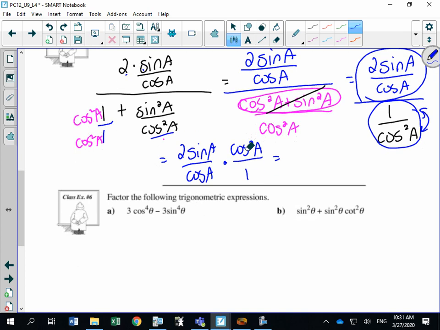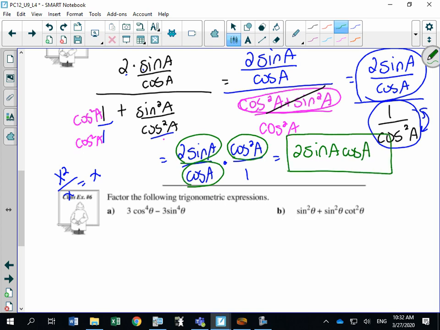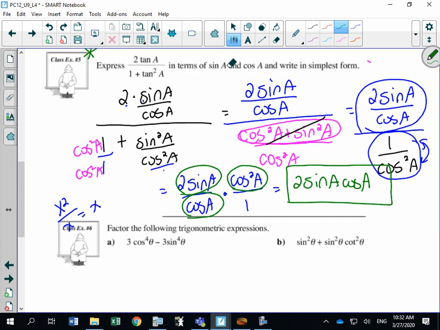If you have a cos squared over cos A, that's like having an x squared over an x, and you'd get x as an answer, right? So if you have cos squared A over cos A, that is equal to cos of A. So I've got 2 sine of A times the cos of A. And you would be done. That's as far as we could go. The question was express this in terms of sine and cos and write in simplest form, and I've done that.